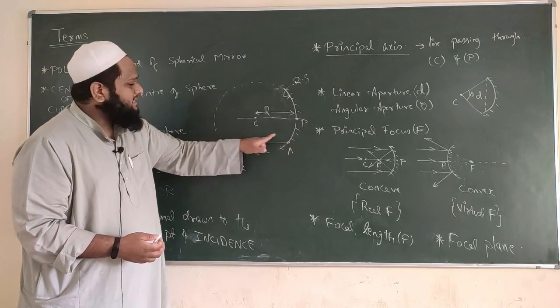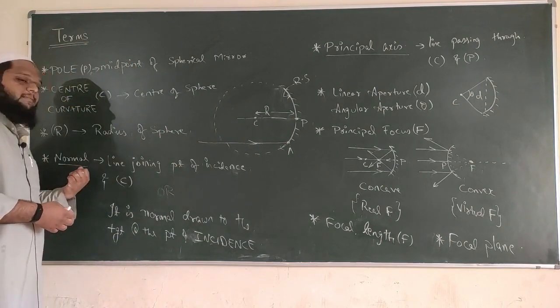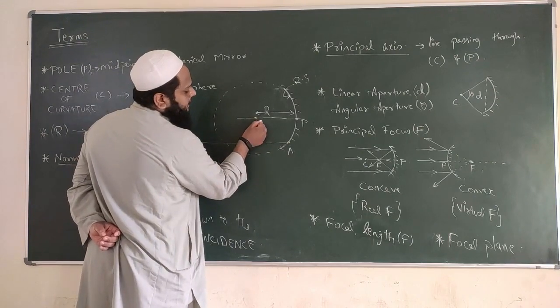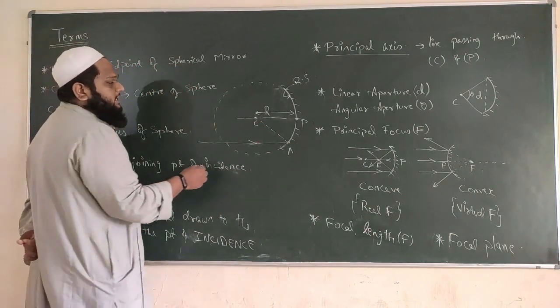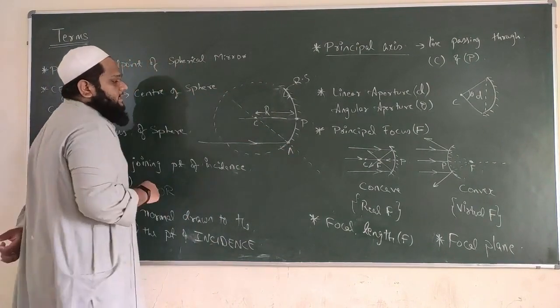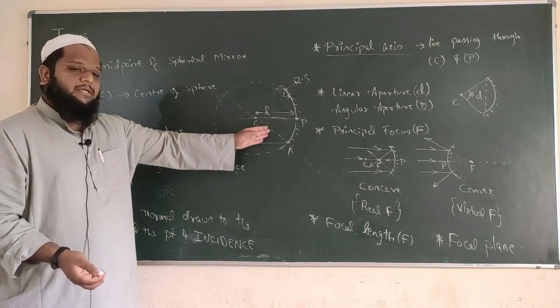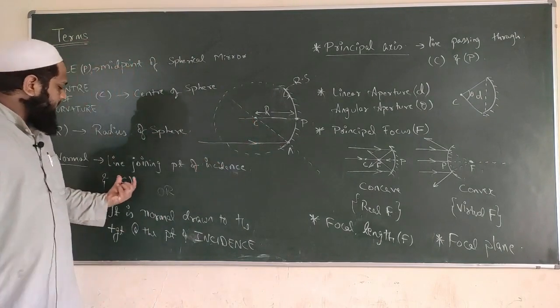So the point of incidence and the center are the two things which the normal consists of. Basically it is the line joining the center and the point of incidence. So why have I drawn a dotted line? Because it is our imagination. We are using the normal to understand things better. So CA can be called the normal.